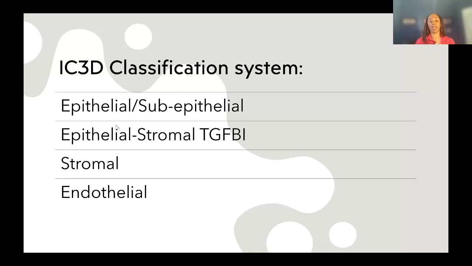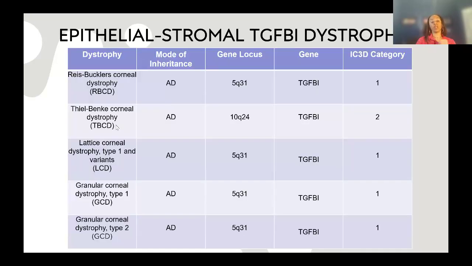But now we have a recategorization because we have a whole line of dystrophies that are linked to this TGFBI gene, the transforming growth factor beta induced gene. These are all of the dystrophies that fall within this category, and these are the ones that kind of look alike: Reis-Bücklers, Thiel-Behnke, lattice, granular type 1, and granular type 2.